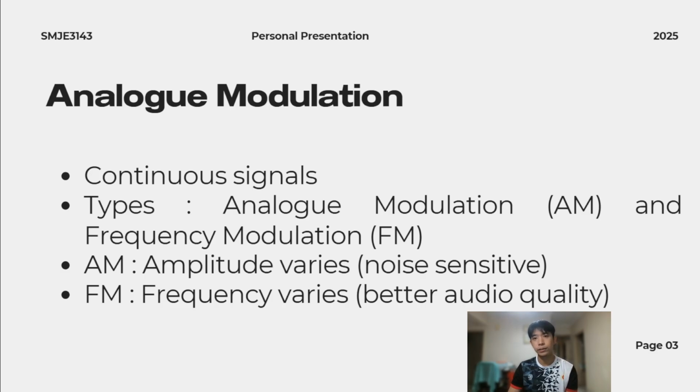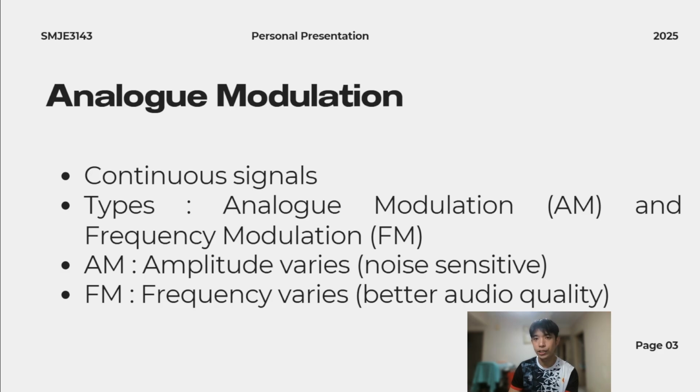In amplitude modulation, the strength of the carrier signal changes according to the message, making AM simple, and it can cover long distances, which is why it's commonly used in talk radio and also news broadcasting. However, there is one downside to this technique, which is that it is affected by noise.